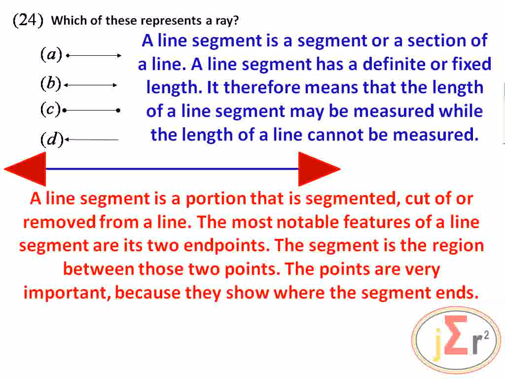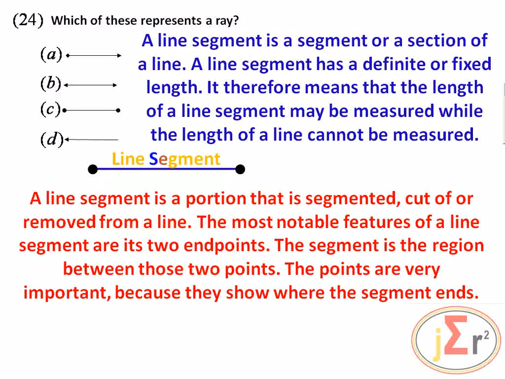The most notable features of a line segment are its two endpoints. The segment is that region between those 2 points. The points are very important because they show where the segment ends. So we cut off the segment and we include those endpoints. Cut off the segment, include the 2 endpoints, and that is what we have as a line segment.